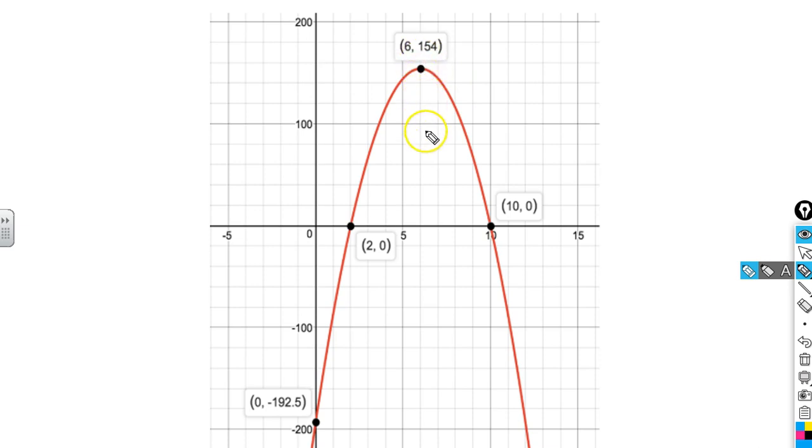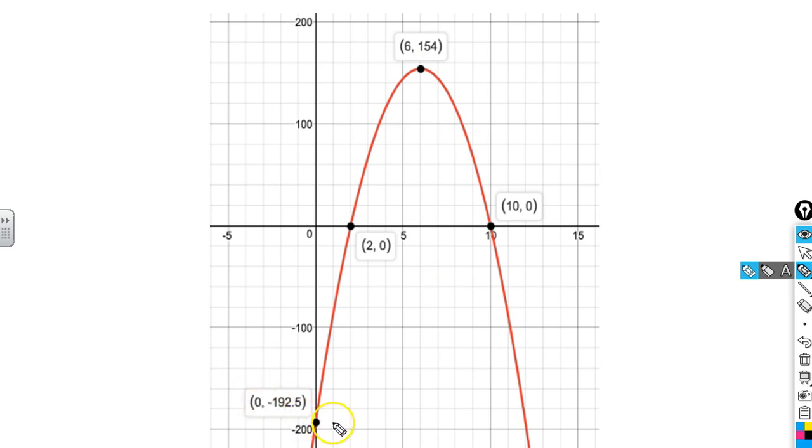Again, we notice that the vertex is at when x is 6, which is halfway between the x values of my two x-intercepts. So 6 is halfway between 2 and 10. If I were to draw a line straight down, that would be my axis of symmetry. It's saying that my quadratic is symmetrical about this axis.